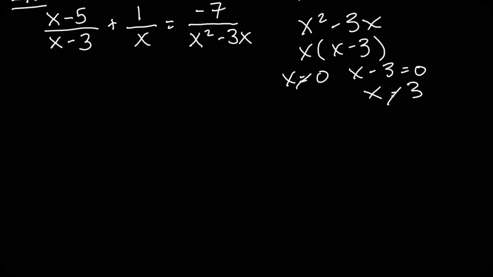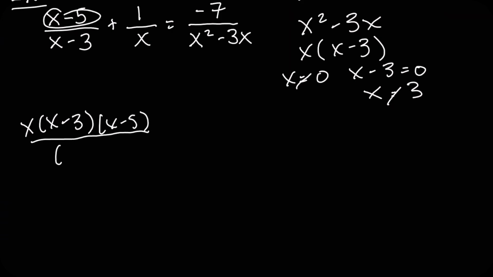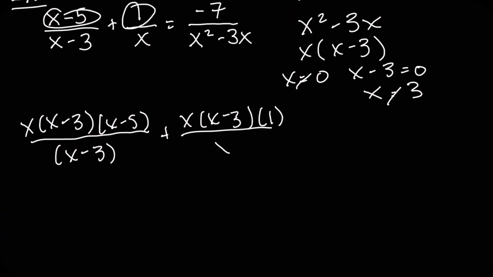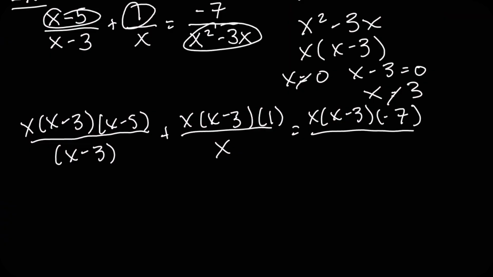So we'll be left with x times x minus 3 multiplied by our x minus 5 divided by x minus 3, and then we'll go ahead and add x times x minus 3 times the 1 here, and then divide by x, and we'll set that equal to x times x minus 3 multiplied by 7 divided by, and remember, x squared minus 3x is just x times x minus 3.